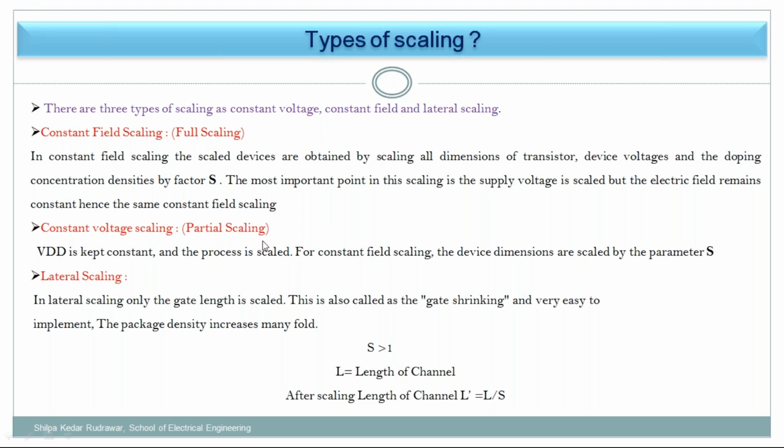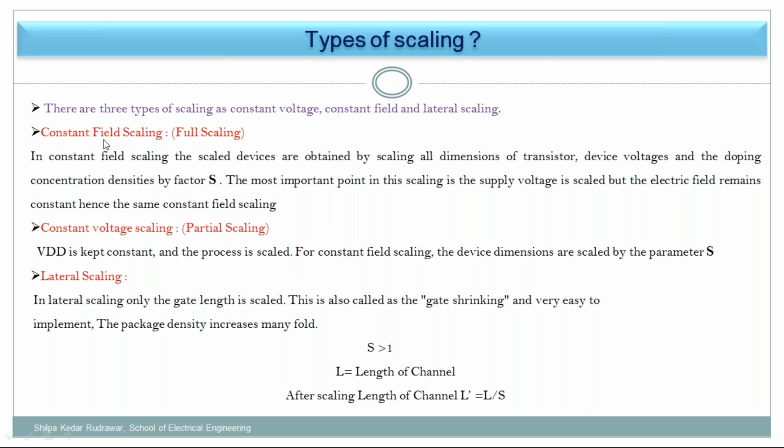But in partial scaling, what is happening? We are just scaling parameters like XJ, W, L, but we are not scaling voltages. The voltages are kept constant. Suppose I have 5 volt as VDD and the device is shrunk, still we keep VDD at 5 volt. But in constant field scaling, we decrease that VDD from 5 to a certain value. So that's why it is called full scaling, and this is called partial scaling, where we keep VDD constant.